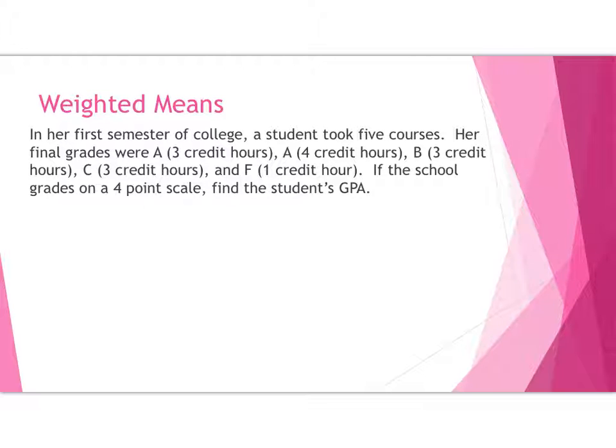GPA is just another way of figuring out another weighted mean, only this time it's not a matter of each grade counting a certain percentage. The number of credit hours tells you how much each grade counts. So if I have an A in a 3 credit hour class, essentially that means that A counts 3 times. The A in a 4 credit hour class means that A counts 4 times. B in a 3 credit hour class, C in a 3 credit hour class, and an F in a 1 credit hour class.